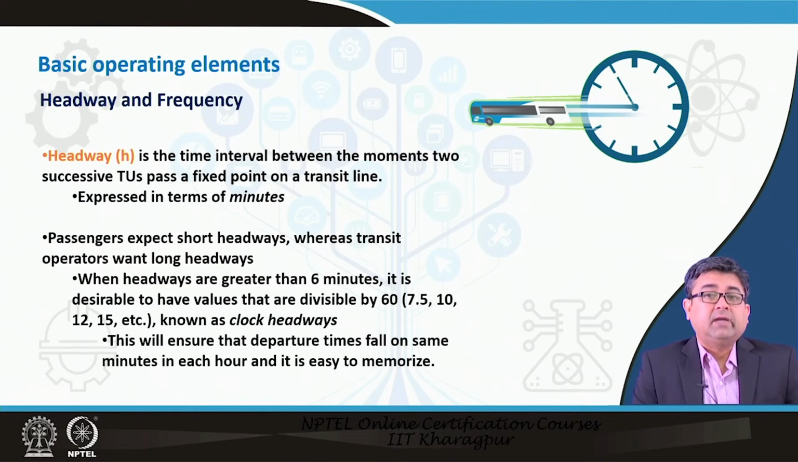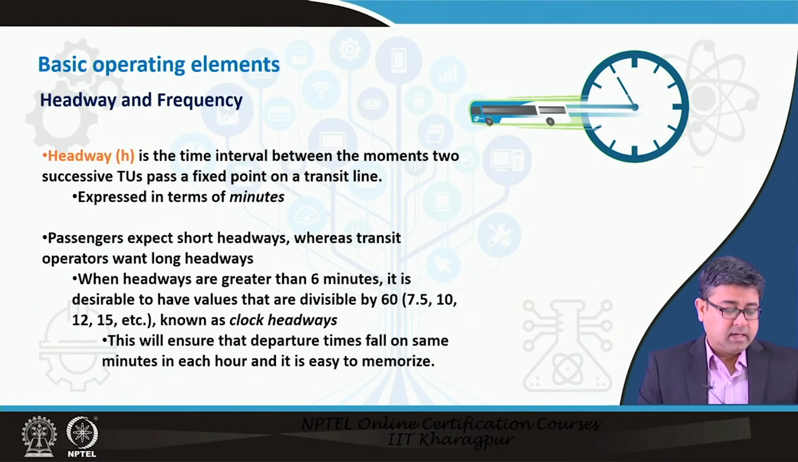Usually, if the headways are greater than 6 minutes, it is desirable to have values that divide 60, because an hour has 60 minutes, and then you can always remember when the next bus comes. Those are usually called clock headways, and they are easy to memorize. So, you could say that the bus comes at 7.5 minutes past the hour, 10 minutes past the hour, 12 minutes past the hour, 15 minutes past the hour. These are easy to memorize headways.